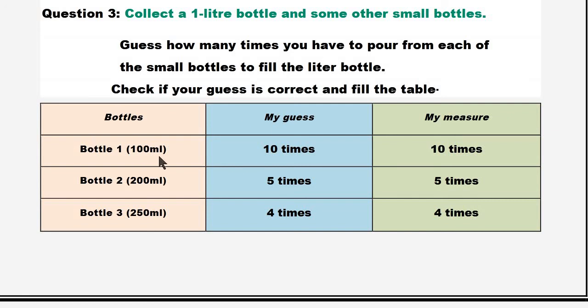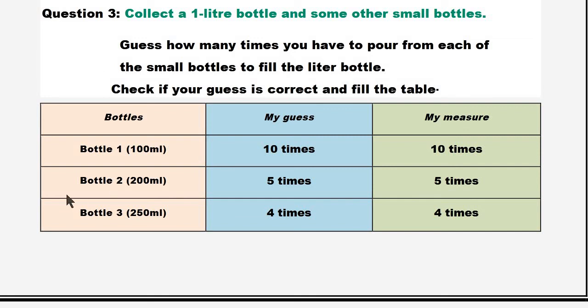The first bottle is 100 ml, the second bottle is 200 ml and the third bottle is 250 ml. It means there are three different types of bottles. If the first bottle is 100 ml and we want to make a liter, how many times do we pour it? Bottle number 1 is 100 ml and we have to pour it 10 times, then it becomes 1000. That is my guess, and afterward my measure shows it is also 1 liter. 10 times pouring 100 makes 1 liter.